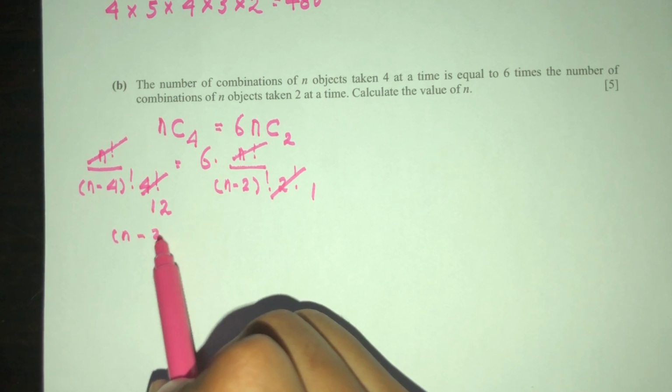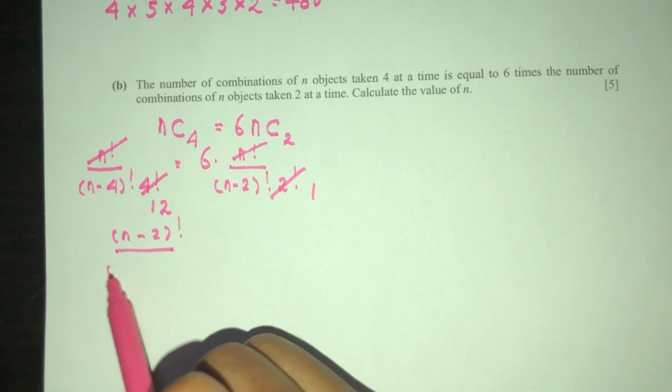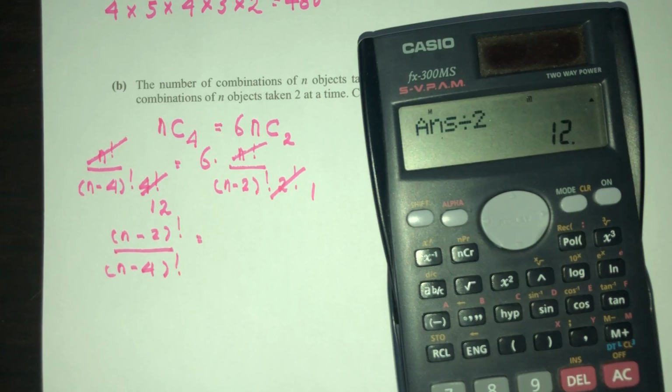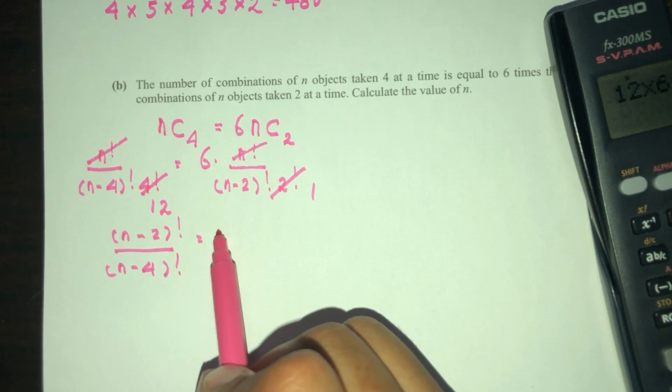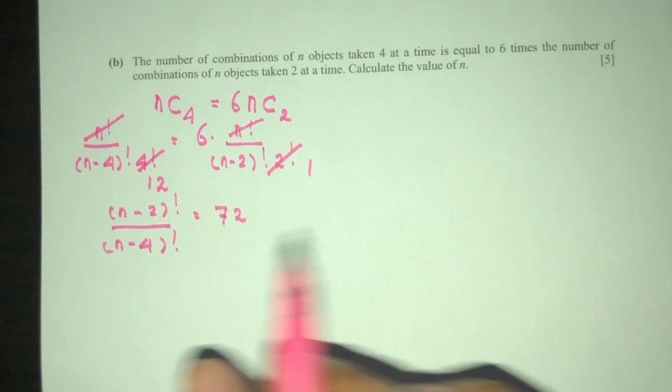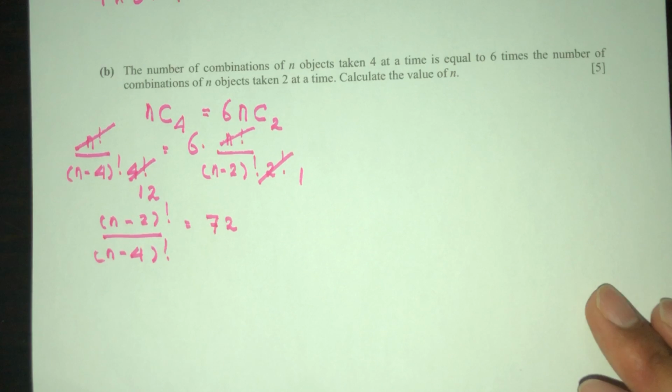You have n minus 2 over n minus 4, this. So 12 times 6, that will be 72. So equal to this. Now we have to simplify this side. Again, this is not very tough. We just have to understand the meaning of factorial, right?